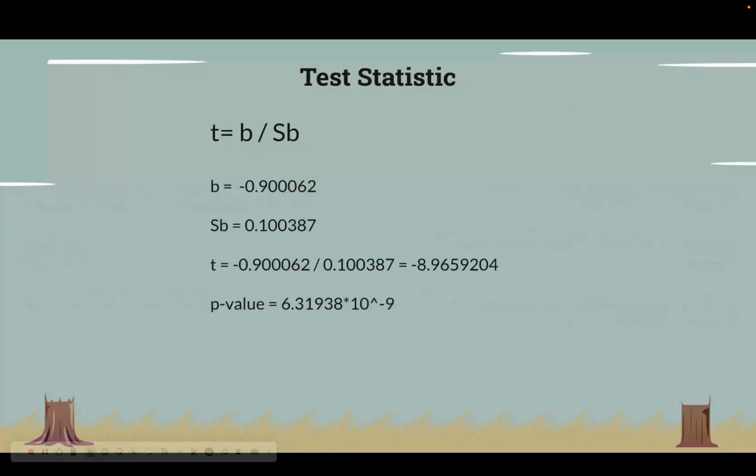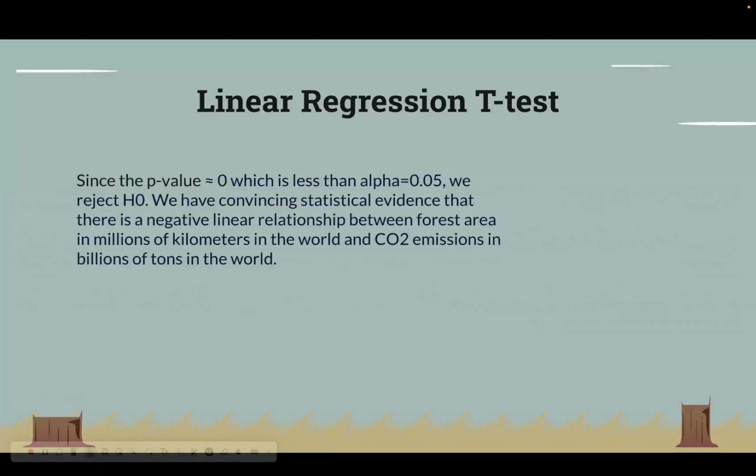For our test statistic, b will be the slope and SB will be the standard error. In our case, with our data, b is equal to negative 0.900062 and SB is equal to 0.100387. The test statistic will be b divided by SB, or negative 8.9659204. The p-value is 6.31938 times 10 to the power of negative 9, which is very small and very close to 0.